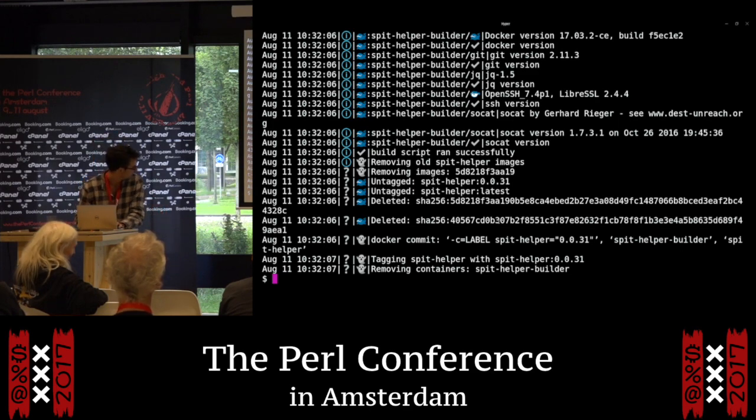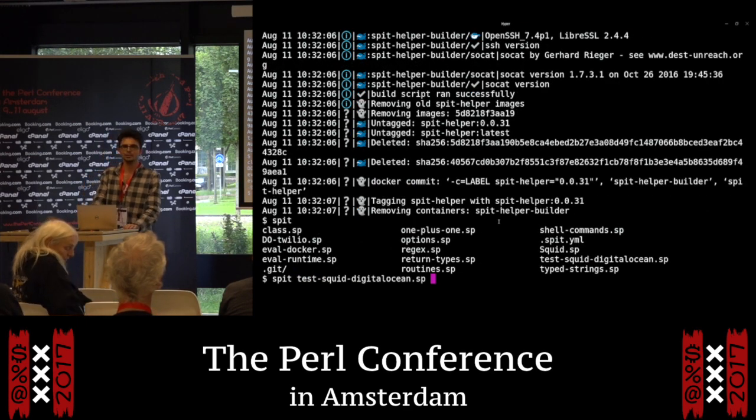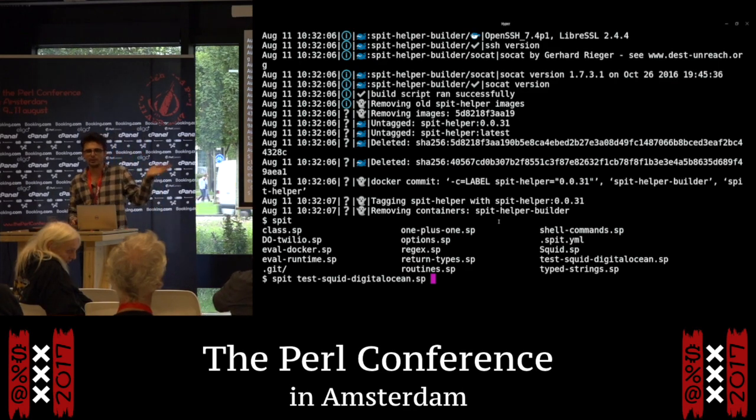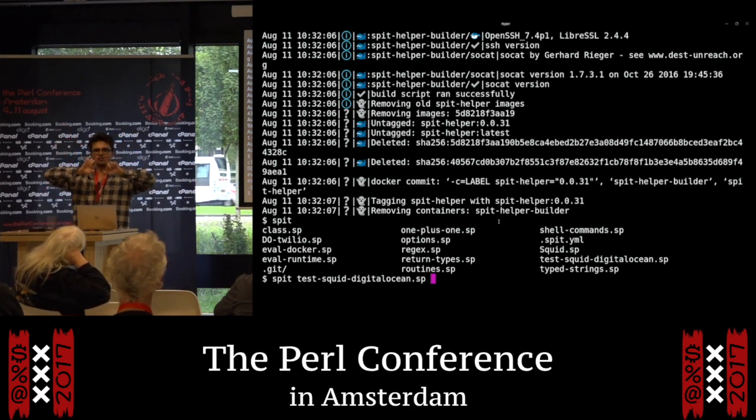So it's Spit. What is the name of it? Test Squid. Okay, so what this is going to try and do. You guys know the proxy Squid, right? So it's going to try and create a droplet, install Squid on it. Then it's going to create 2 more droplets. Actually, it's going to create 3 droplets, okay? So one's going to have Squid on it.